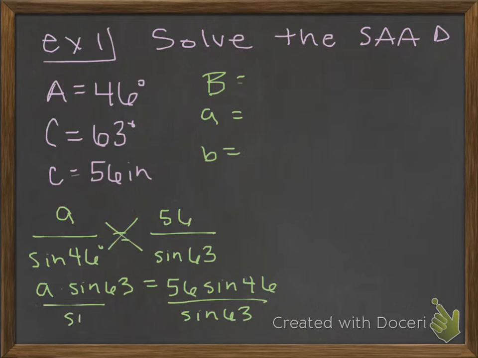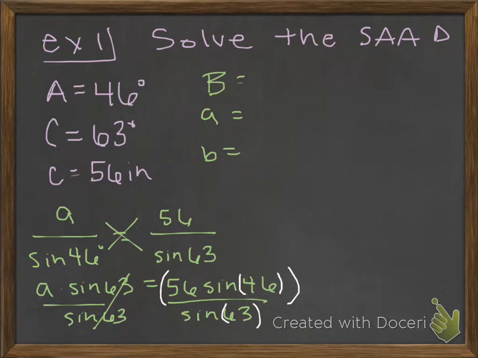Now, to type this in the calculator correctly, I'm going to put the parentheses on here where they need to be. So first, you need a parenthesis around the entire top. And again, when you click sine, the calculator is going to open parentheses. So when you type the top, you need to open a parenthesis, 56 times sine of 46, close, close, and then divide that answer by sine of 63.